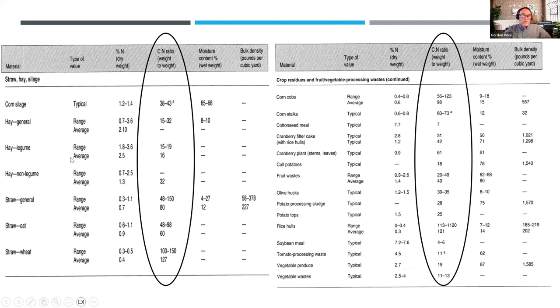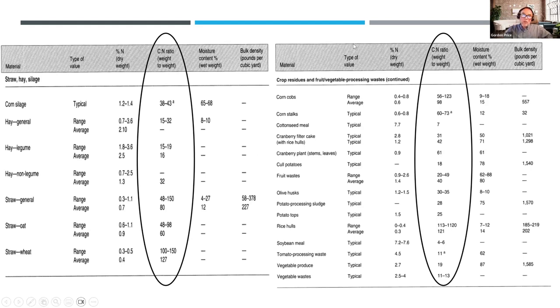In contrast, we see on the plant side, straw, hay, silage, corn silage has a C to N ratio of 38 to 43 to 1. Straw in general may have a range between 48 and 150. So we're looking at materials that may start to be immobilizing nitrogen in particular, or other nutrients in the soil. Looking at other types of potential amendments, culled potatoes, fruit wastes, olive husks. Well, olive husks are not likely something in our region that we're going to be worrying about at this point. But soybean meal, any kind of vegetable produce. So quite a range of C to N.